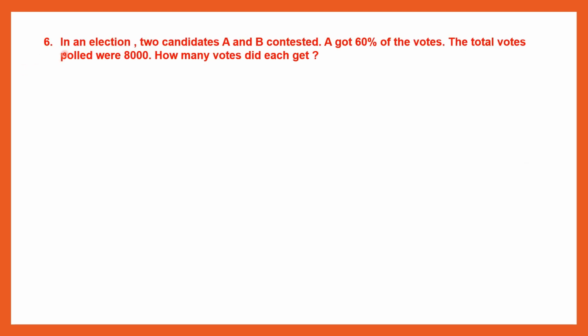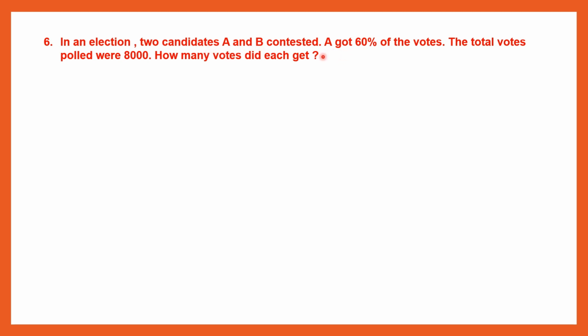Question 6. In an election, two candidates A and B contested. A got 60% of the votes. The total votes polled were 8,000. How many votes did each get? Okay, so there's an election and there are two people who stood for this election, and they are known as the candidates, and they are candidate A and B.